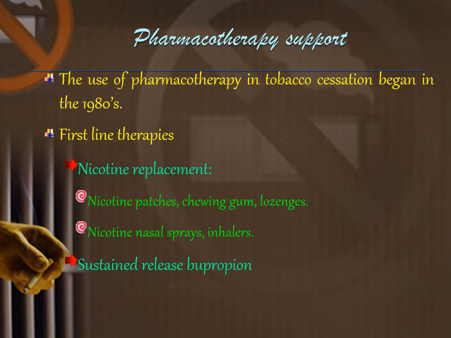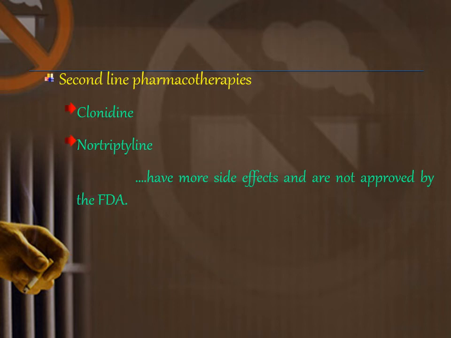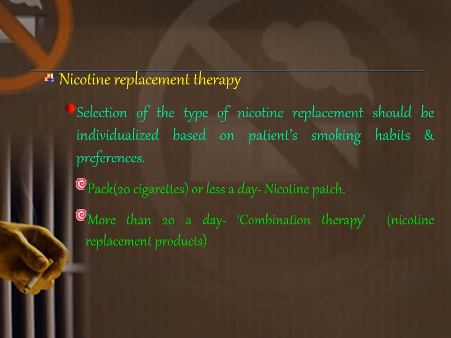Pharmacotherapy support, that is, the use of pharmacotherapy in tobacco cessation, began in the 1980s. First line therapy is nicotine replacement. Nicotine patches, chewing gums, lozenges, nicotine nasal spray, and inhalers are used. Then sustained release bupropion. The second line pharmacotherapies are clonidine and nortriptyline. They have more side effects and are not approved by the FDA.